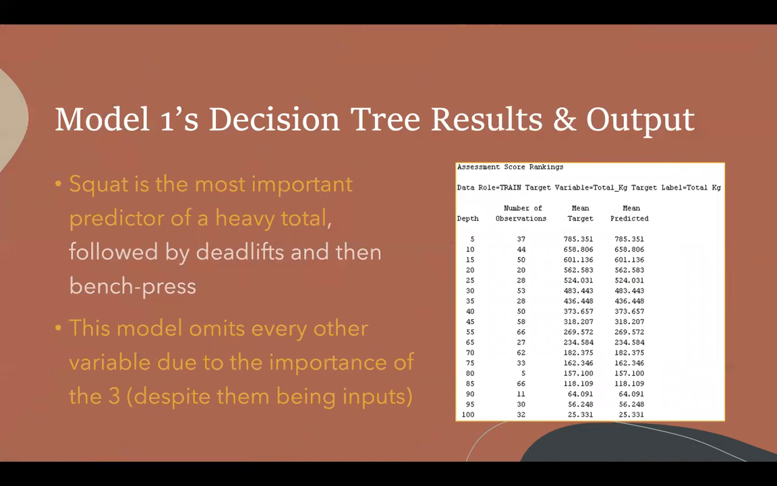So going back to the Model 1 decision tree results and output, squat is the most important predictor of a heavy total, followed by deadlifts and then bench. The model omits every other variable, which is important to note due to the importance of the 3, meaning it does not factor in performance enhancing drug use. It does not factor in lifting straps. It does not factor in gender, which is why we needed model set 2 to actually hone in on that.